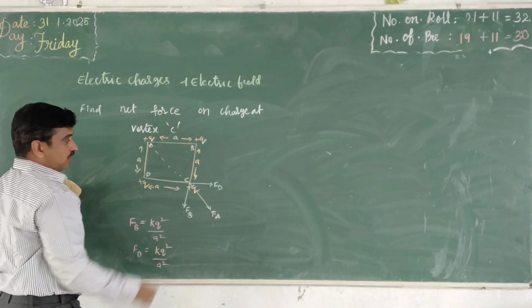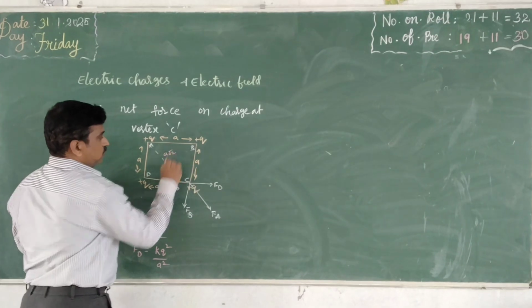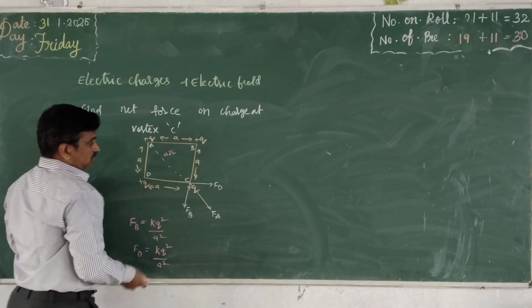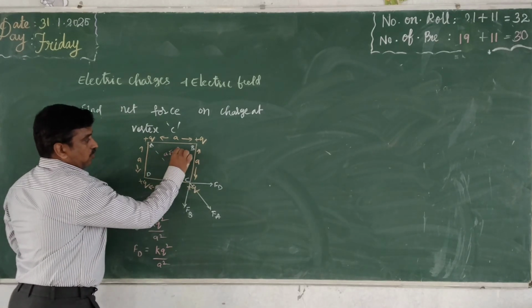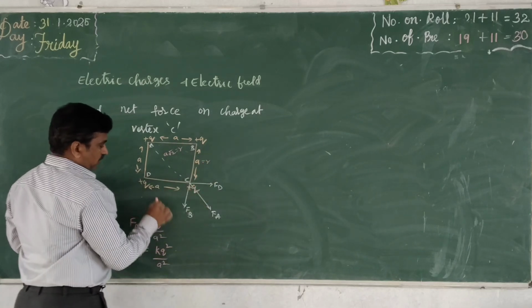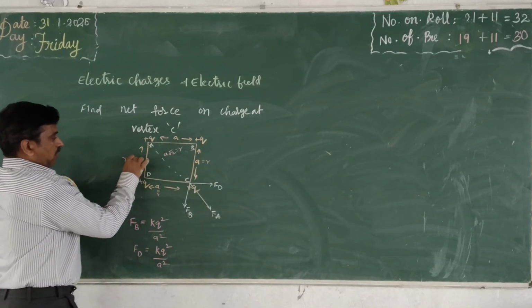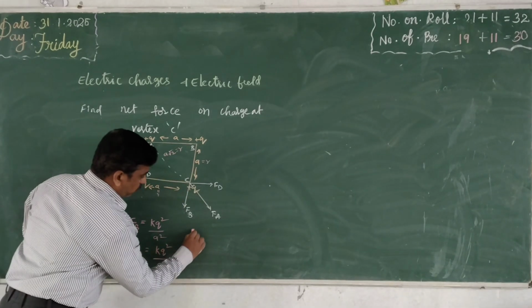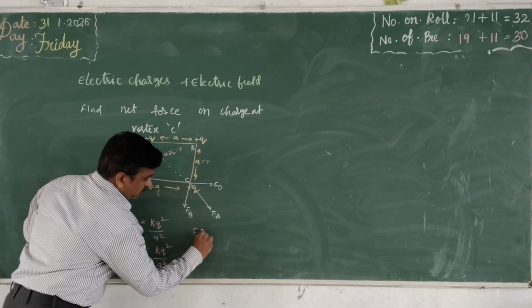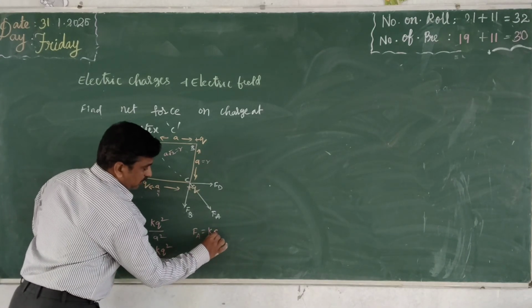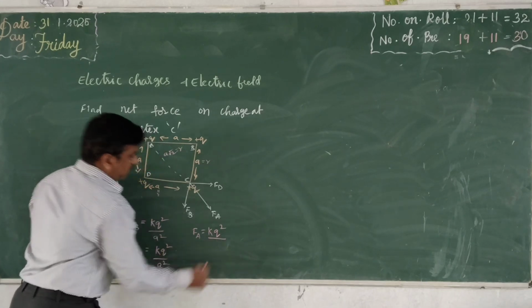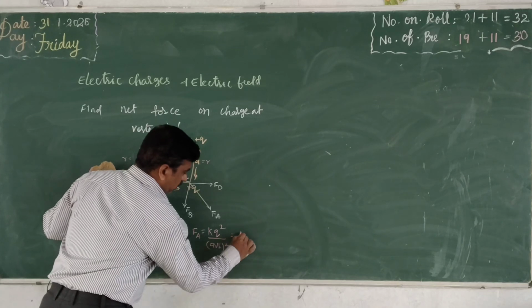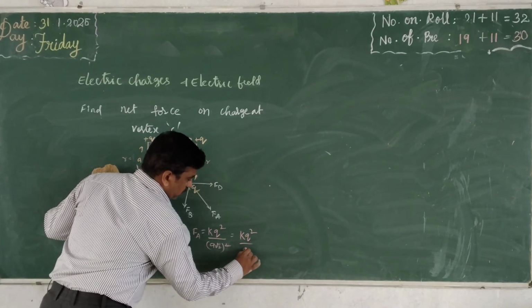But along the diagonal, the distance is A root 2, meaning root 2 times its side. The diagonal of the square is root 2 times its side. So here r equals A root 2, while here r equals A, here r equals A, here also r equals A. So force on C due to A is K q square by the distance A root 2 whole square, which is K q square by 2A square.